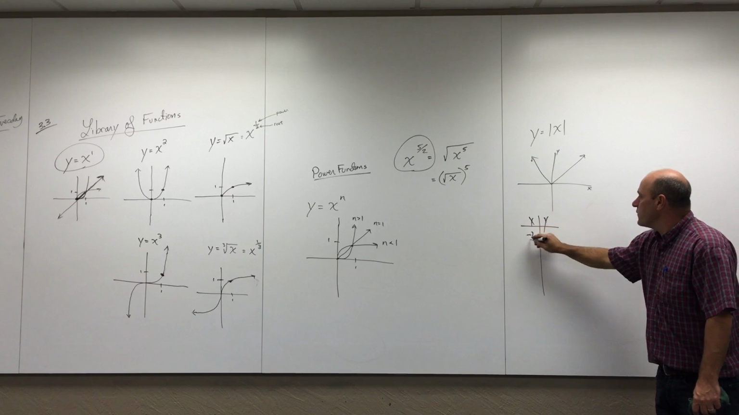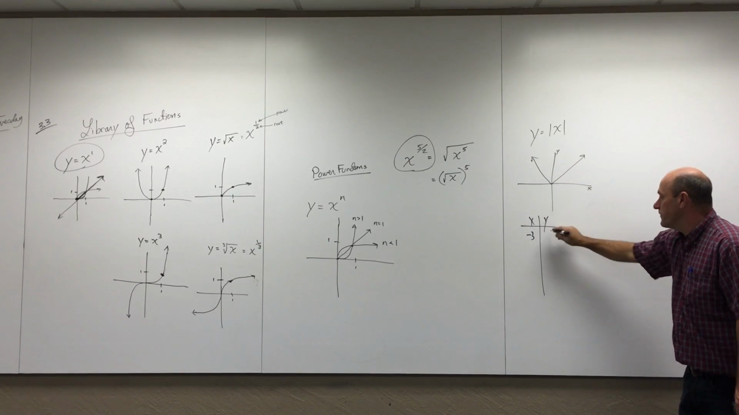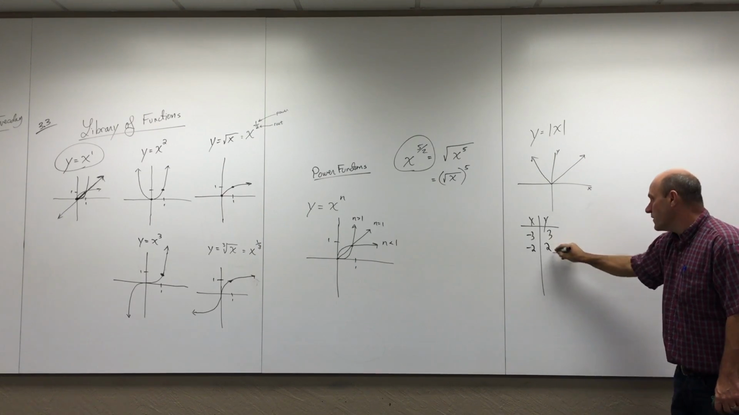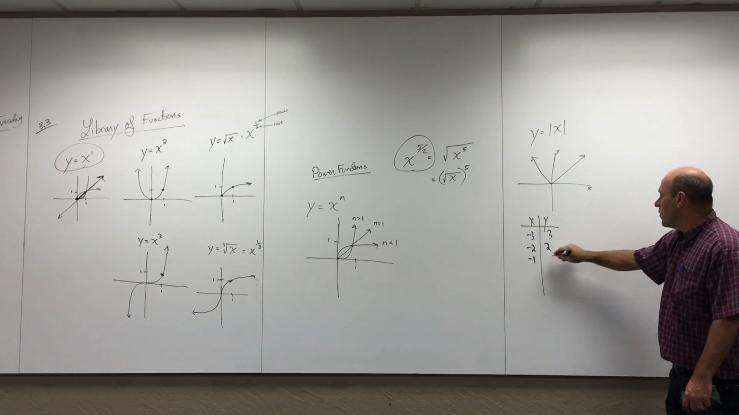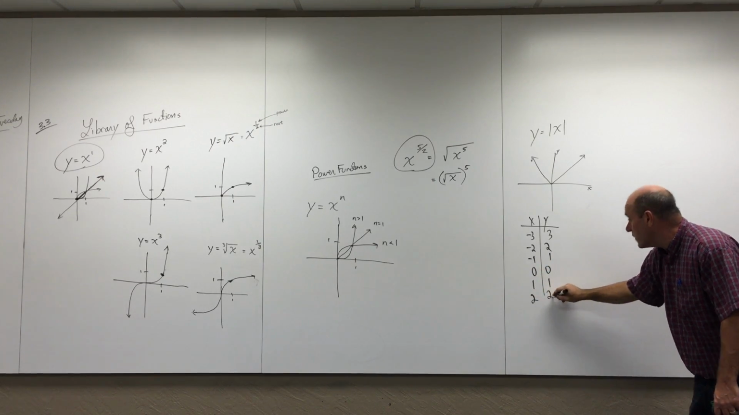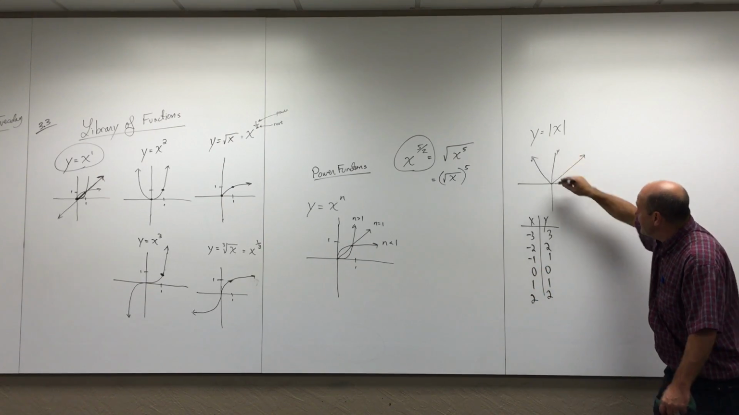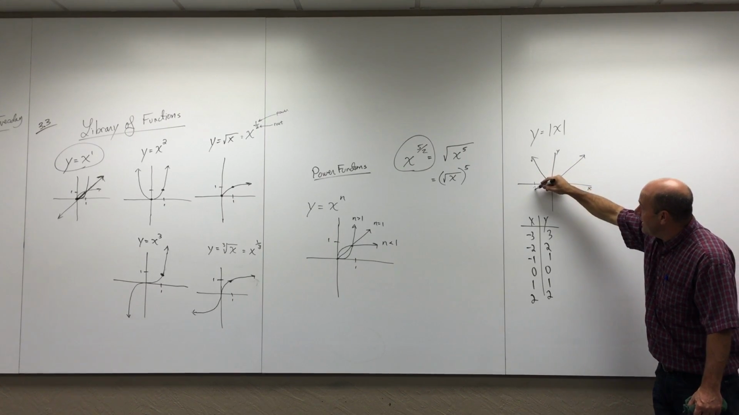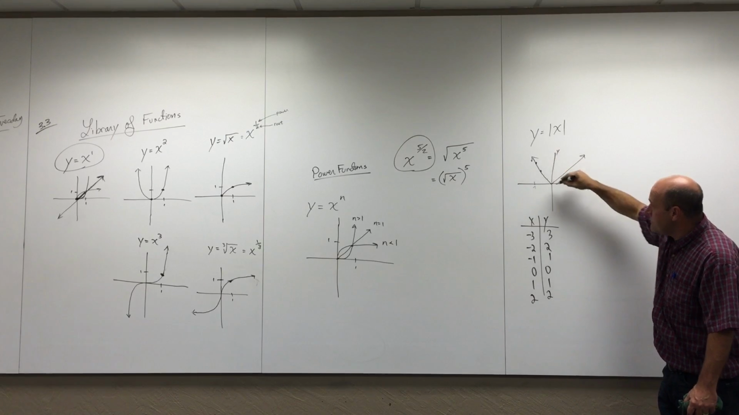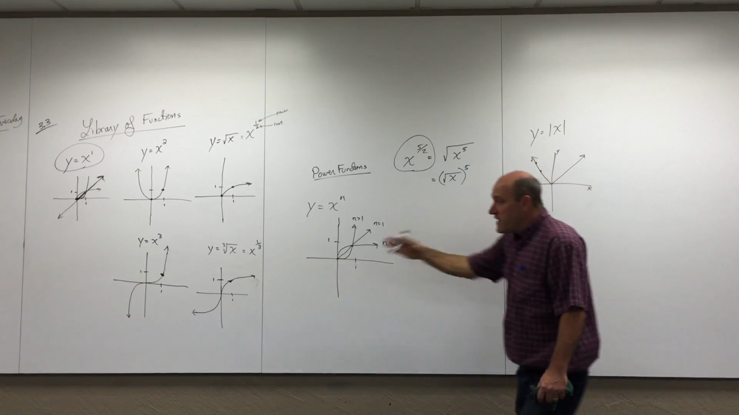Plug in a -3. What's the absolute value of -3? 3. Plug in a -2. What's the absolute value of -2? 2. Plug in a -1, you get a 1. Plug in a 0, you get a 0. Plug in a 1, you get a 1. Plug in a 2, you get a 2. If you plot those points, that's these 2 lines. When it's -3, it's 3. When it's -2, it's 2. You guys with me?